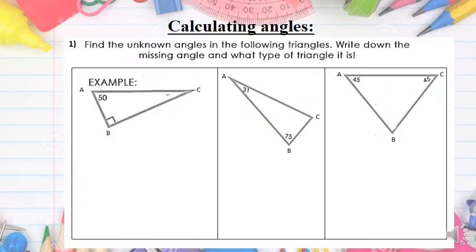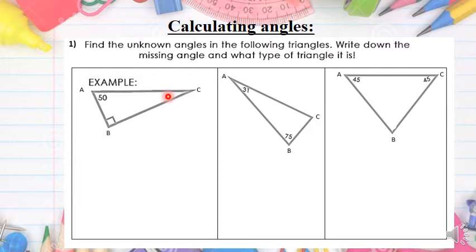Okay, let's solve together this exercise. Find the unknown angles, the missing angles in the following triangles. Write down then the missing angle and the type of each triangle, the kind of each triangle. Let's start with the first one. Can you find the measure of this angle? What do we have to use?